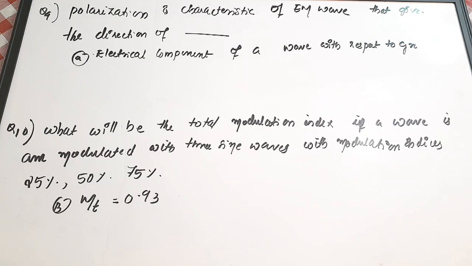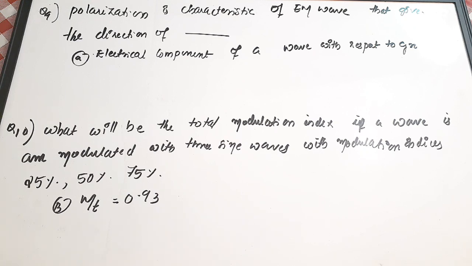Next is the 9th question. The question is: polarization is the characteristic of an EM wave that gives the direction of dash. We have discussed polarization in the transmission line video towards the end, so please do watch it if you want to know more about polarization. This question is asking the basics of polarization.